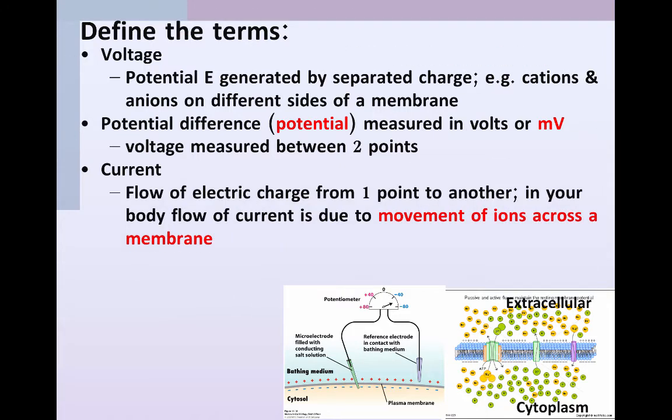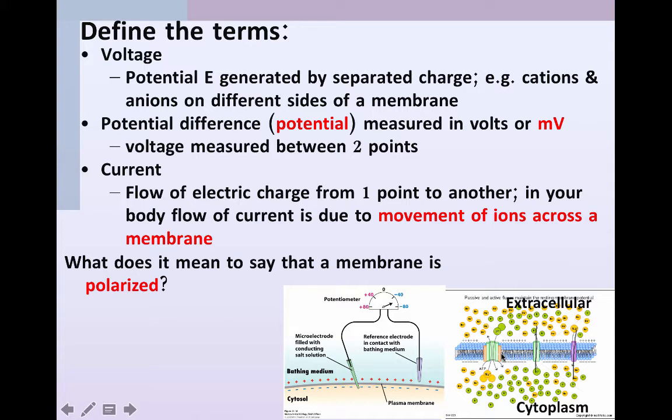Current is actually the flow of electric charge from one point to another point. And in your body, that flow of current is typically due to the movement of ions across the membrane. And those ions can move because we have protein channels that are embedded between the phospholipids. And you remember we've talked about sodium leak channels, which allow sodium to move across, and potassium leak channels. But then we also have other channels that allow for movement of ions.